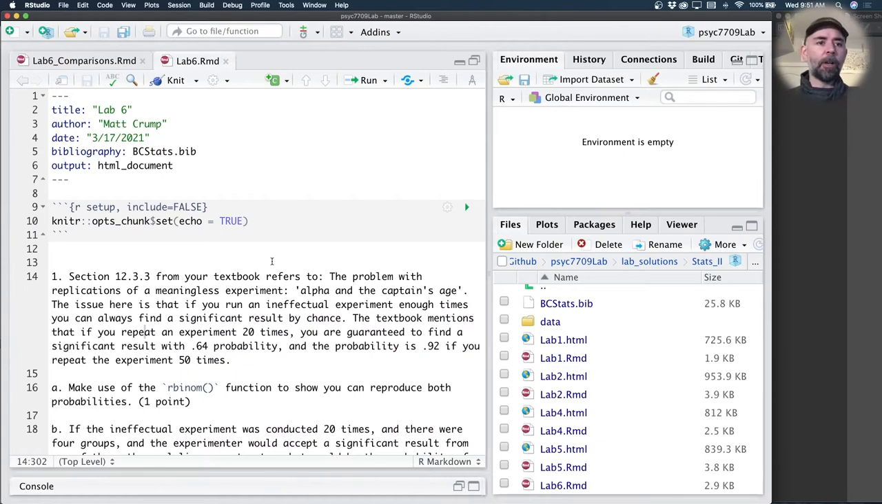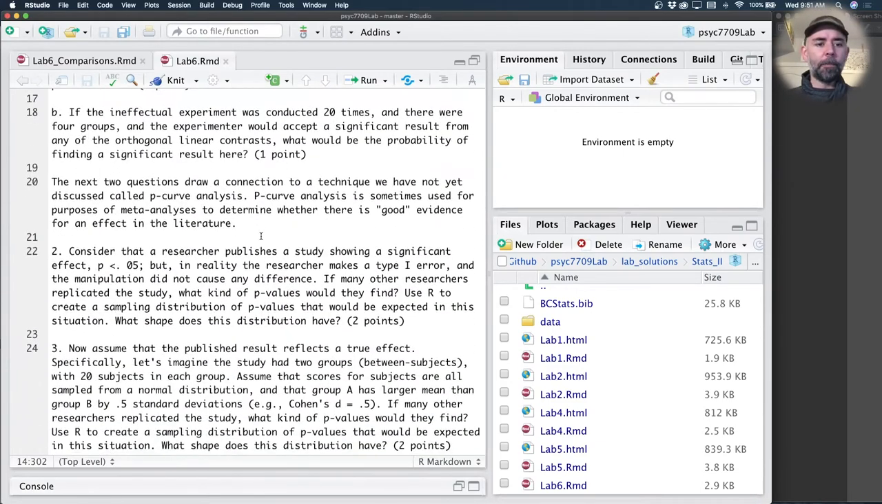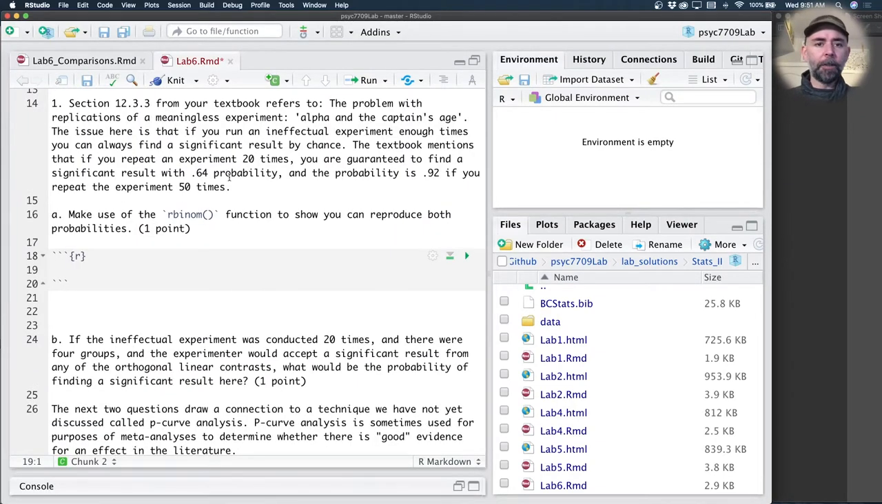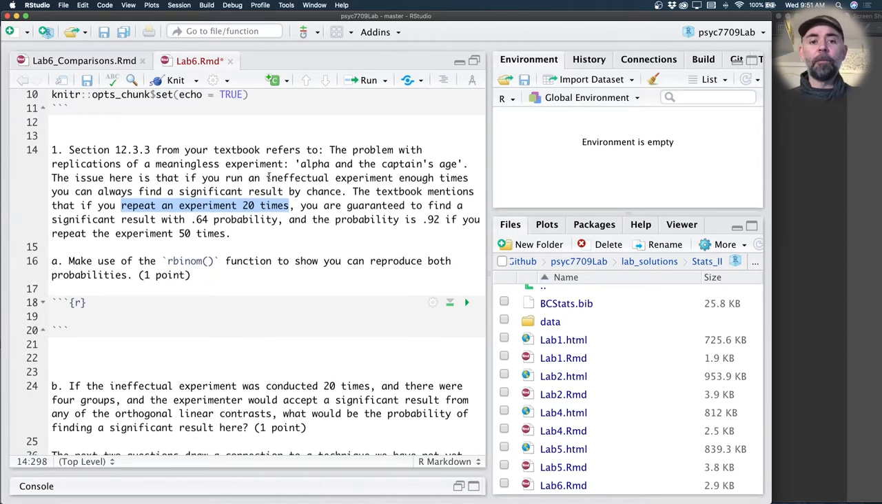All right, let's do this. I've got my Lab 6 R Markdown ready to go. I copied in all the questions. Let's move on to question number one. So we are trying to reproduce some of these values from the textbook. One example here is if you repeat an experiment that doesn't work 20 times, remember the problem of replications of a meaningless experiment, the alpha and the captain's age issue. So if you repeat a null experiment 20 times, the textbook mentions you're likely to find a significant result with alpha 0.05 at 0.64. So we're asked to make use of the R rbinom function and reproduce these values.